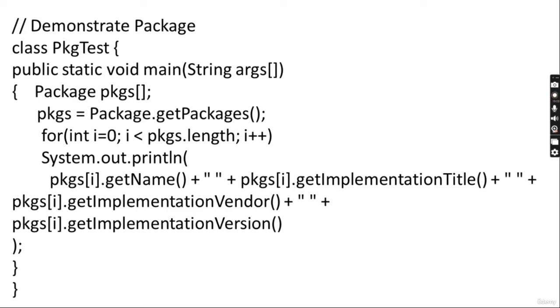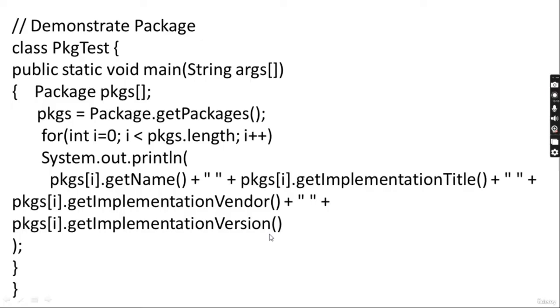Then for integer i is equal to 0, i less than packages.length, i plus plus, packages.getName. So this packages.getPackages will return how many packages are there in this packages array, and for this particular packages length, what we are doing, we are getting the package name plus getImplementationTitle, then getImplementationVendor, getImplementationVersion.